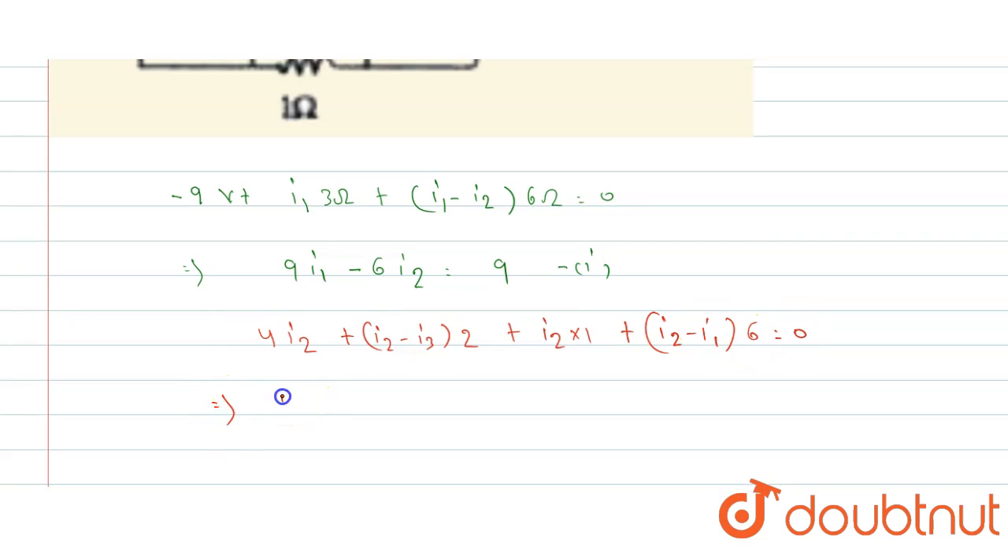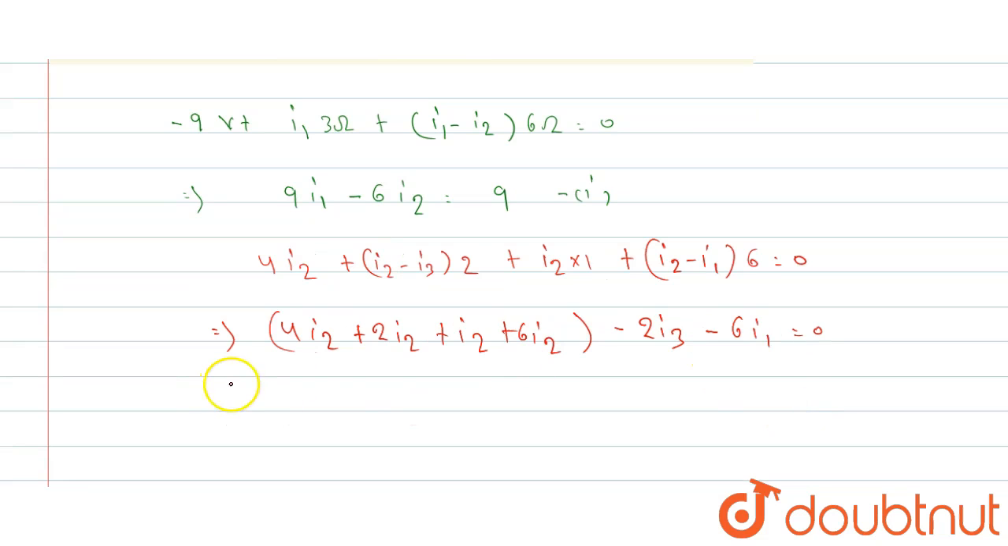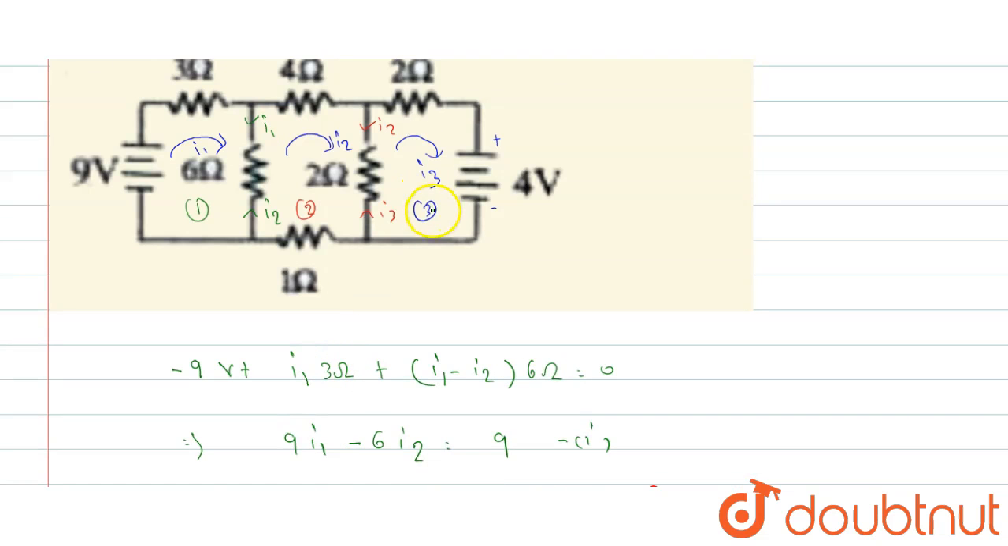That implies, students, we get 4I2 plus 2I2 plus I2 plus 6I2 minus 2I3 minus 6I1 is equal to 0. And this is, students, 4 plus 2 is 6, plus 1, plus 6, that is 13I2 minus 2I3 minus 6I1 is equal to 0. This is equation 2.